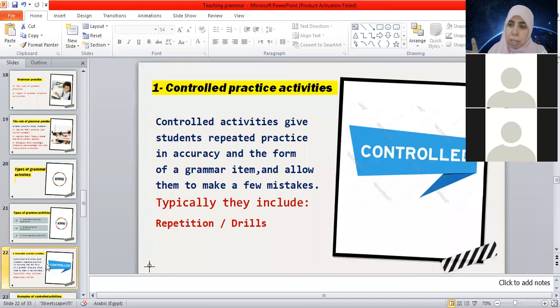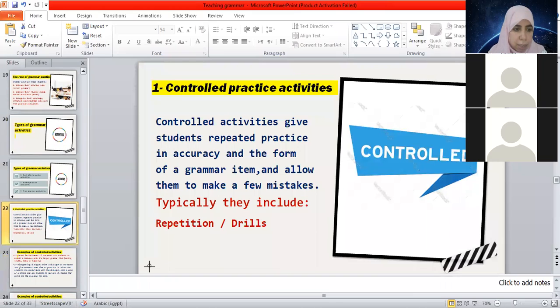So here the teacher depends on repetition and drills to improve the accuracy and help students to master the form. Okay, so the focus here is the form and accuracy. Okay, we have some examples here.